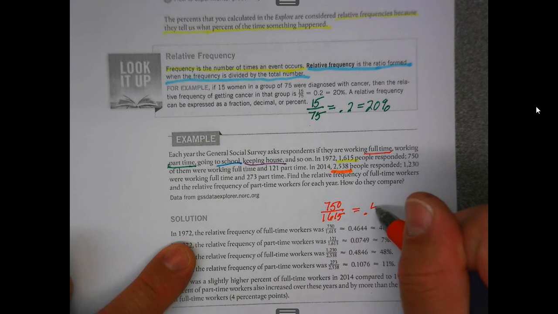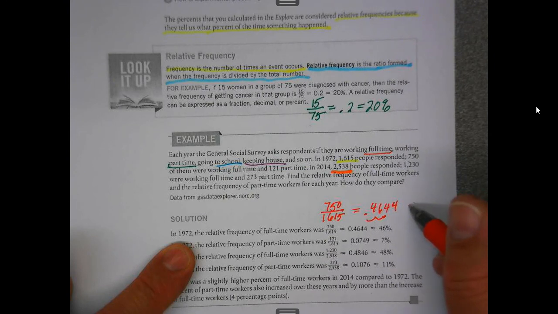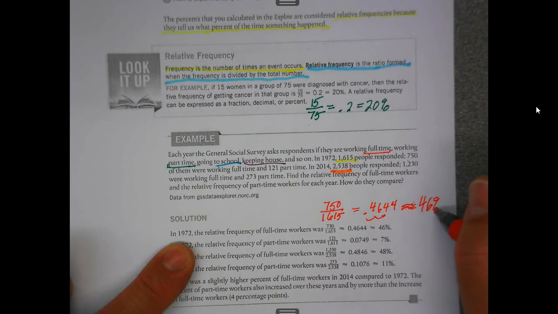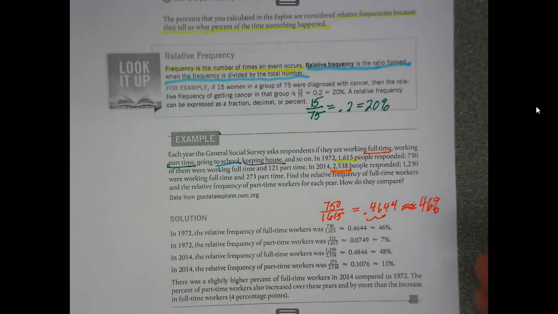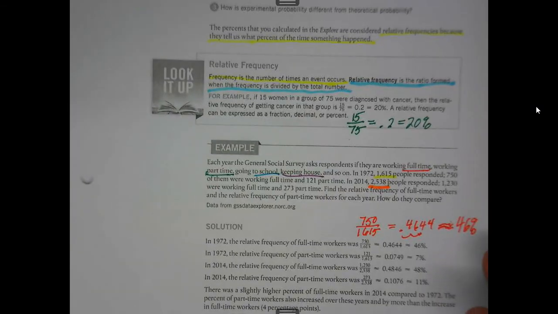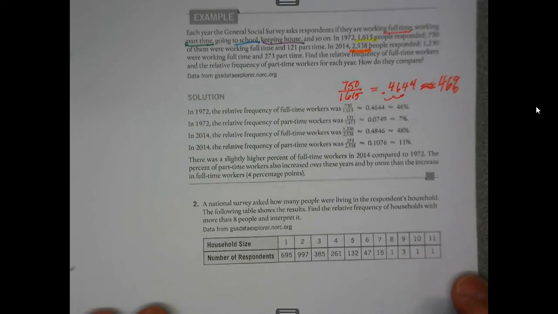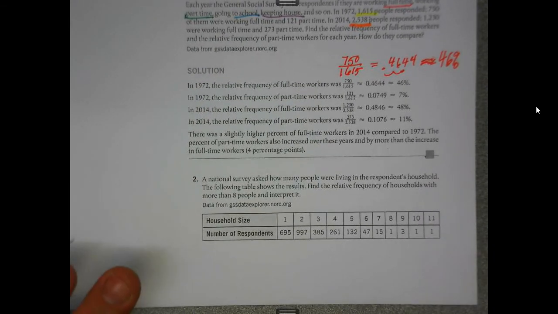And they did that for the other different scenarios here. I'm not going to go through all of these. You can go ahead and look at them, and if you have any questions, please see me. All right, number 2, a national survey asks how many people were living in the respondent's household. The following table shows the results. Find the relative frequency of the households.